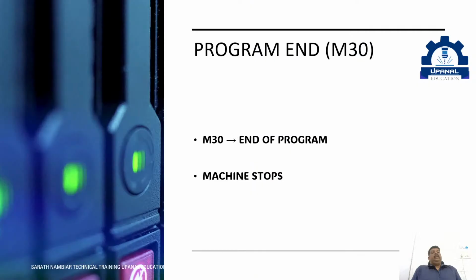Now we come to the final line of the program, the M30. This command tells the machine the program is complete. Once the M30 is executed, the machine stops, the program is reset, it goes back to the beginning. Now imagine if this line is missing, the machine may not behave as expected. So this line ensures the CNC program ends correctly. Just like a proper beginning is important, proper ending is also important.